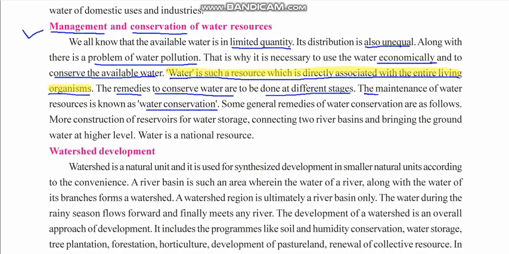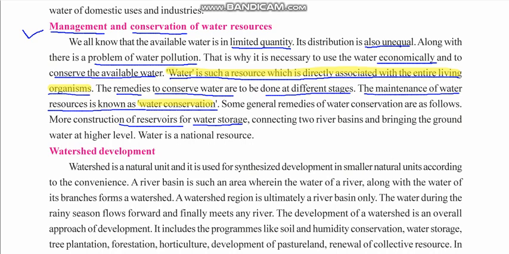The maintenance of water resources is known as water conservation. This can be the definition. Some general remedies of water conservation are as follows: more construction of reservoirs for water storage. You need to store as much water as possible.